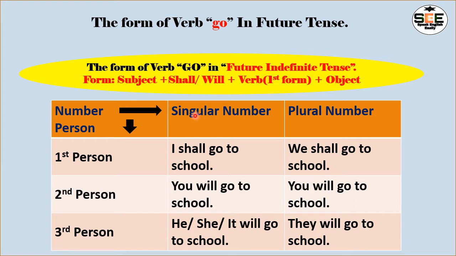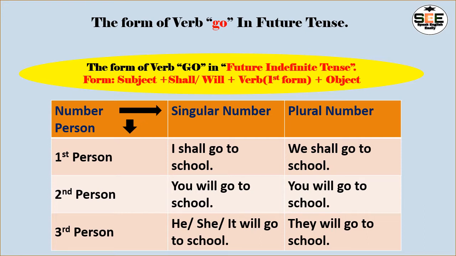So from this table we can understand the formation of future indefinite tense, how we can write it by using the main verb go. Instead of the go verb, we can use run, write, read verbs. So this is my request to all of you: try to write various main verbs in place of go, so that you become familiar with the indefinite tense of future.